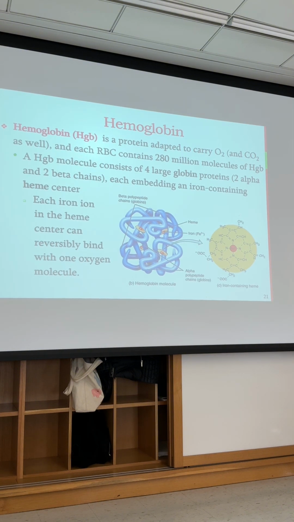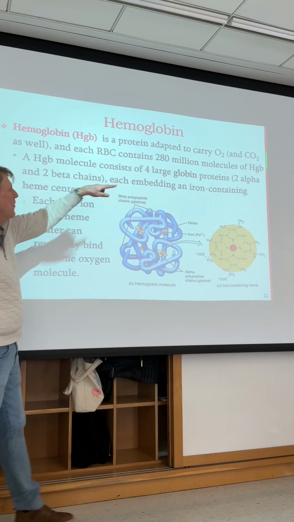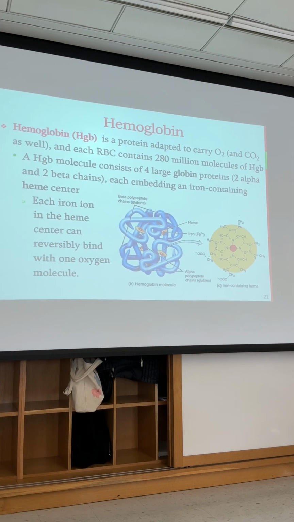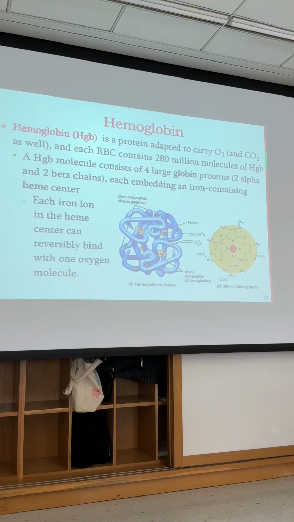Anyway, so hemoglobin, it's a protein. Inside one red blood cell are 280 million molecules of hemoglobin. Hemoglobin carries oxygen. That's what the purpose of hemoglobin is. The structure, it's made up of 4 polypeptide chains that they refer to as the globin chains. So it's a really big protein that's made up of 4 chains.